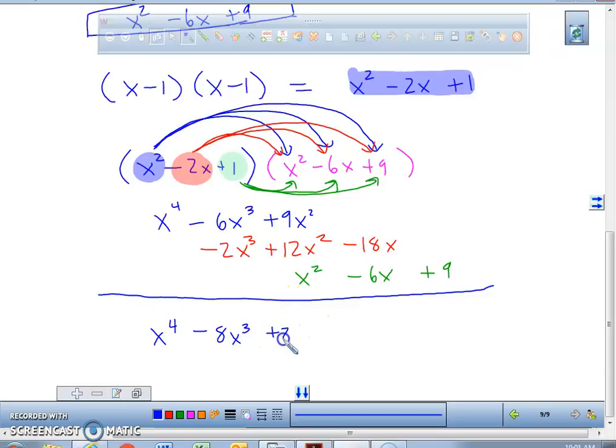22x squared. Now, if you can't hear that, that's Audrey in the background. She's very, very brilliant, but she just talks really, really quietly.